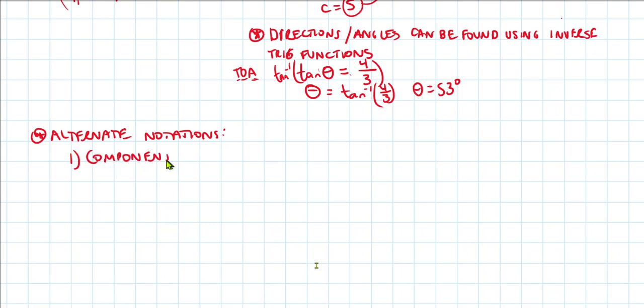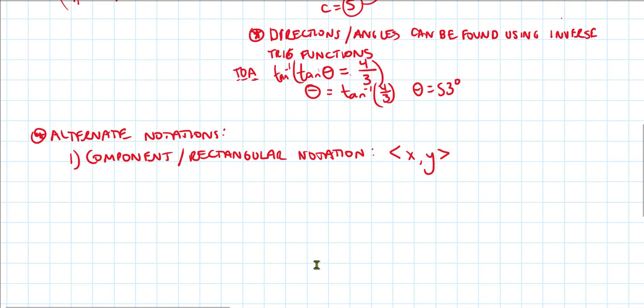Component/rectangular notation. And that simply looks like this. It looks a little bit like an ordered pair, except with these little alligators on the left and right, these almost greater than, less than signs instead of parentheses. So what component notation is, I'll give you an example here. So let's do negative 3 comma 2.